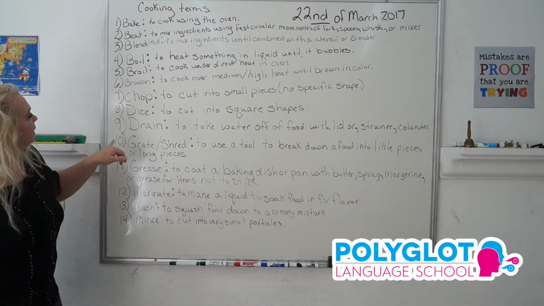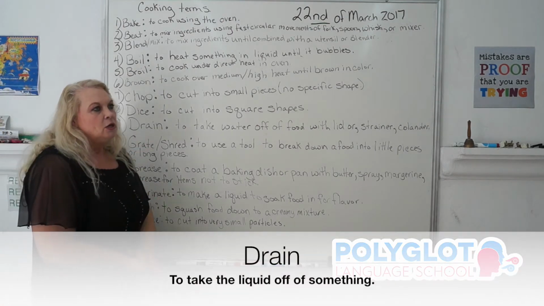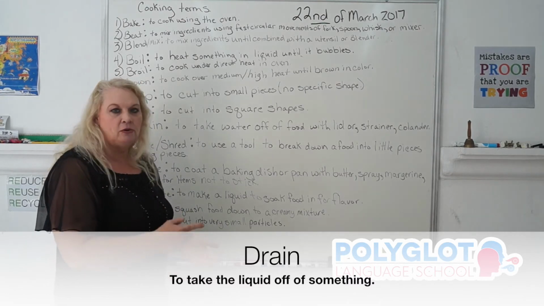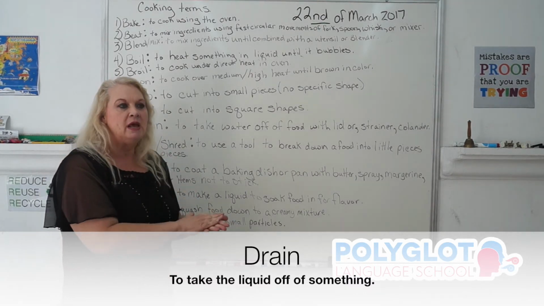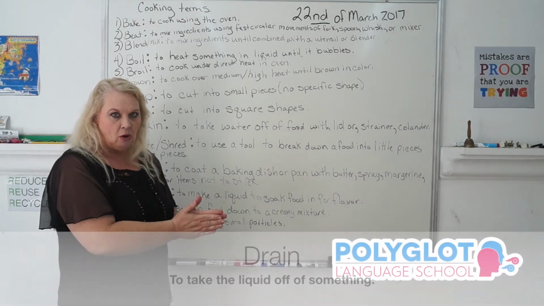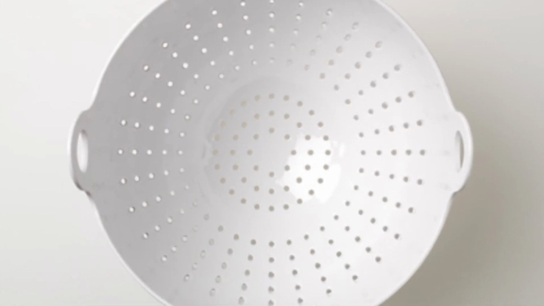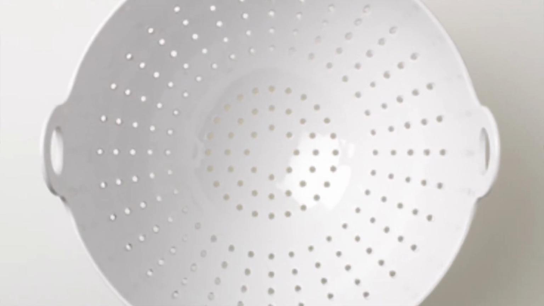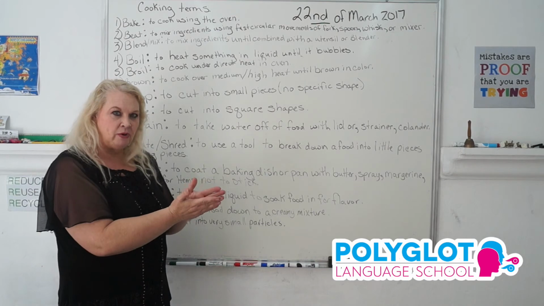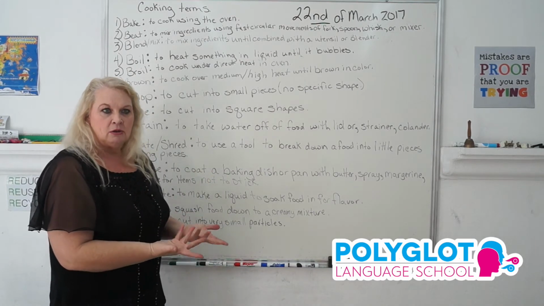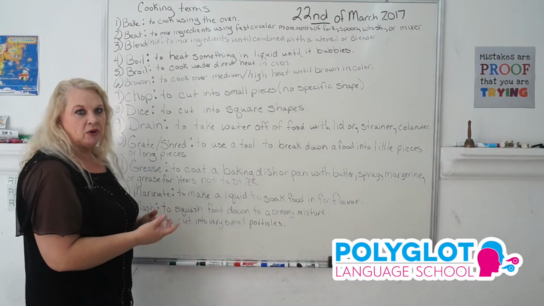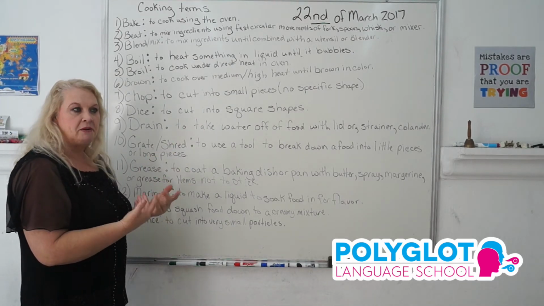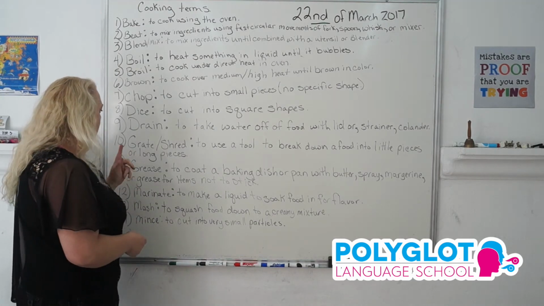We will come back up here to drain. To drain something, you usually use a colander or a strainer. You can use a lid, you can use a plate, and it is to take the liquid off of whatever it is, potatoes, vegetables, meat. If you boiled your meat, you want to drain it before browning it. You will take and get the liquid off using a drainer, colander, strainer, lid, plate to cover.